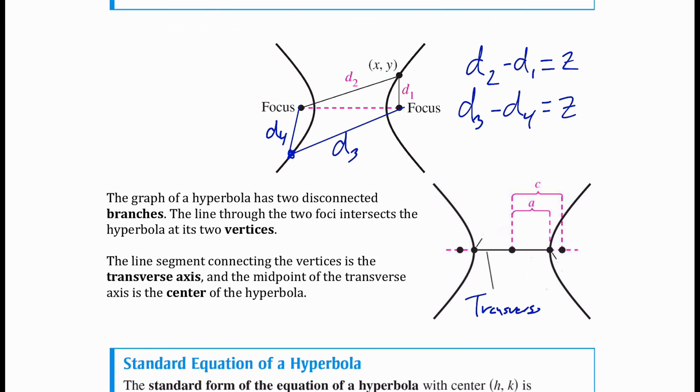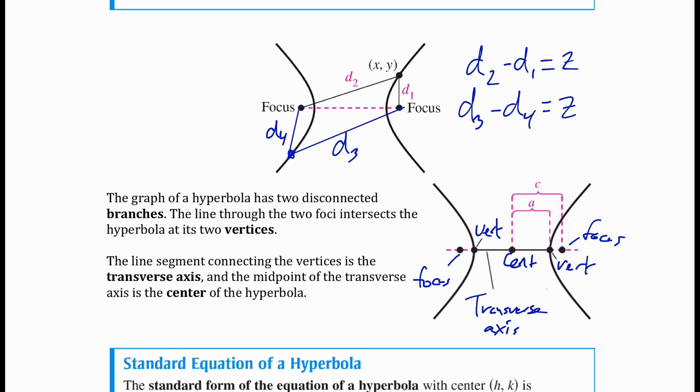And this is a vertex. This is a vertex. This is a focus. And this is also a focus. And then we also have our center in the middle there. So the midpoint of the transverse axis is called the center of the hyperbola.